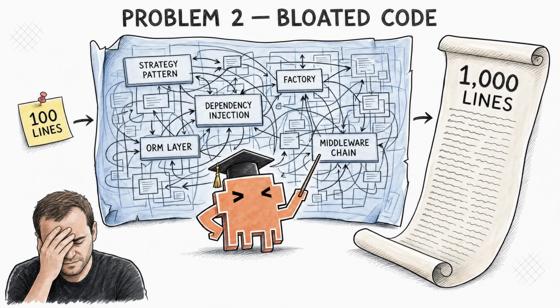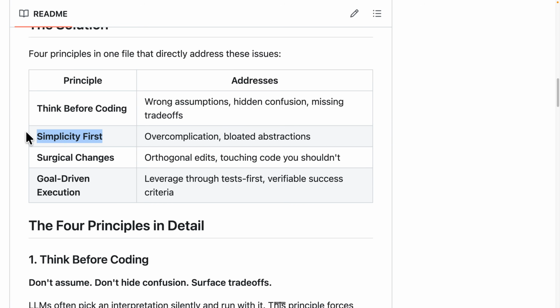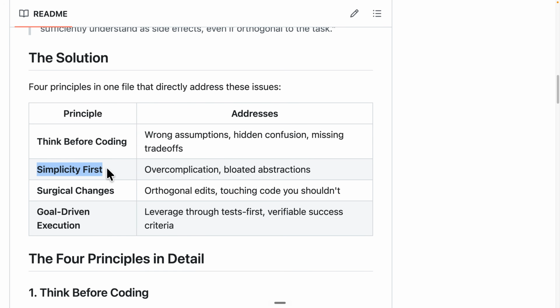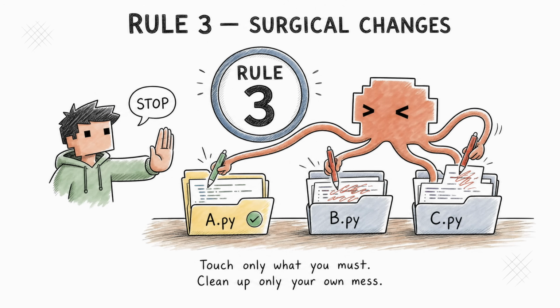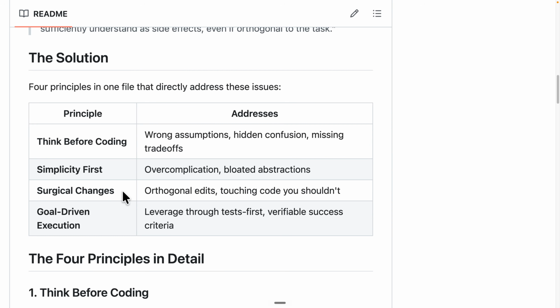Things that can be written in 100 lines of code should never be written in 500 or 1,000 lines of code, right? Never complicate things. The success criteria here is that if a senior engineer says this is overcomplicated, then we should definitely simplify. That's exactly what this principle is trying to solve. The third one is surgical changes. Let's say we're making changes. Large language models should never touch code that is not related to the instruction that we provide. That's essentially what this principle does.